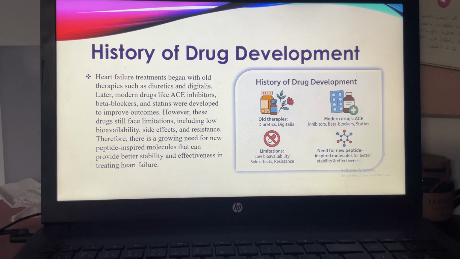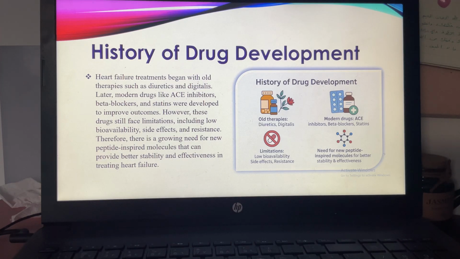Now about the history of the drug development. In the past, heart failure was treated with diuretics and dialysis. Modern drugs include ACE inhibitors, beta blockers, and statins. These drugs work, but still have problems like low bioavailability, side effects, and resistance. This is why we need new peptide-based drugs that are more stable and effective.